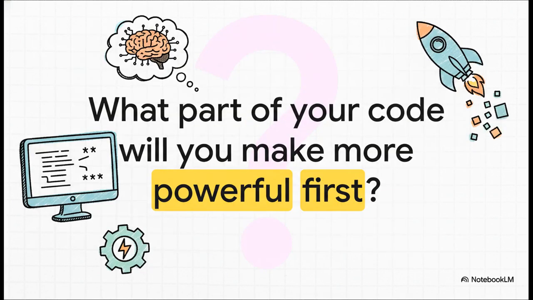So as we wrap this up, I'm going to leave you with a question to think about. Go take a look at your own projects. Where do you have a rigid function that could use an upgrade? What part of your code are you going to make more powerful first?